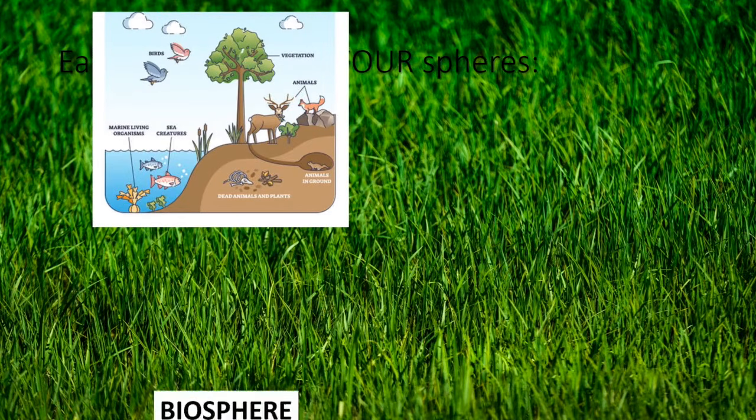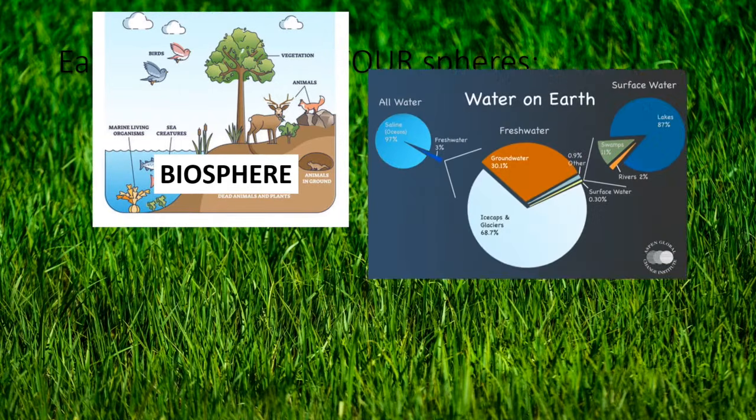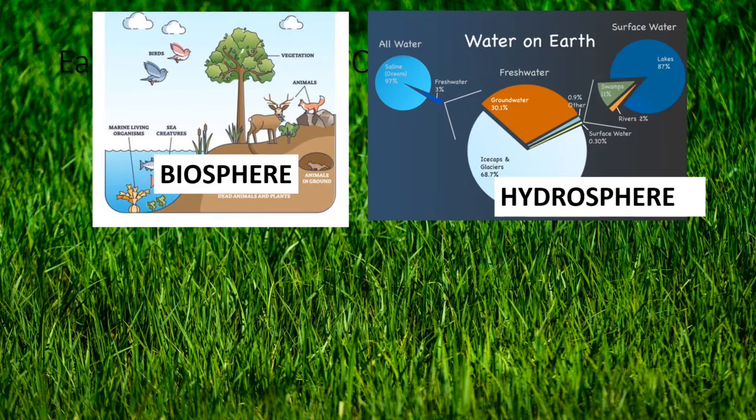The first sphere is our biosphere. The biosphere consists of all living organisms on Earth, which includes plants, animals, microorganisms, and us as humans. The word bio, to do some revision, stands for life. So biosphere is the life sphere. We then have our hydrosphere. The hydrosphere consists of all the water found on Earth. This includes rivers, oceans, lakes, dams, and our natural water sources.